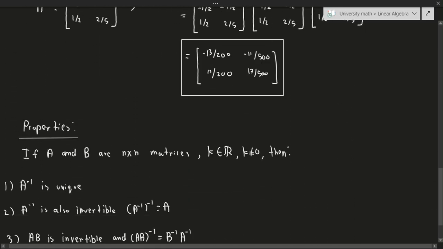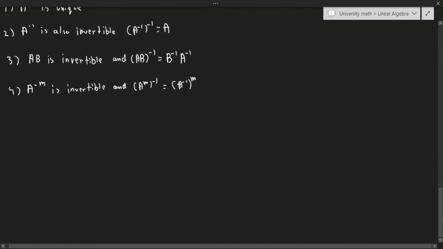Okay, so let's keep going. There are a few more properties we have to talk about. Next, K times A is invertible.